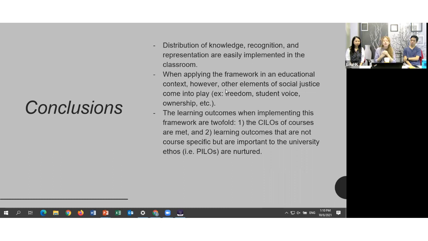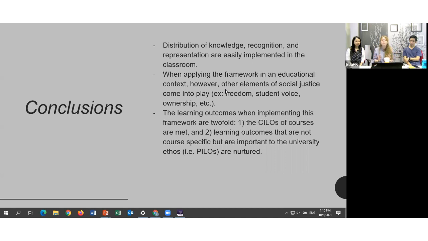The learning outcomes are twofold. The silos of the courses were met, because the students could not just go and do whatever they wanted when they were planning. They looked at the silos for that particular course. They looked at what was being covered by the lecturer, and then they came up with topics that would meet the silos of that course and that were not already being covered by the lecturer. So the silos are going to be met.